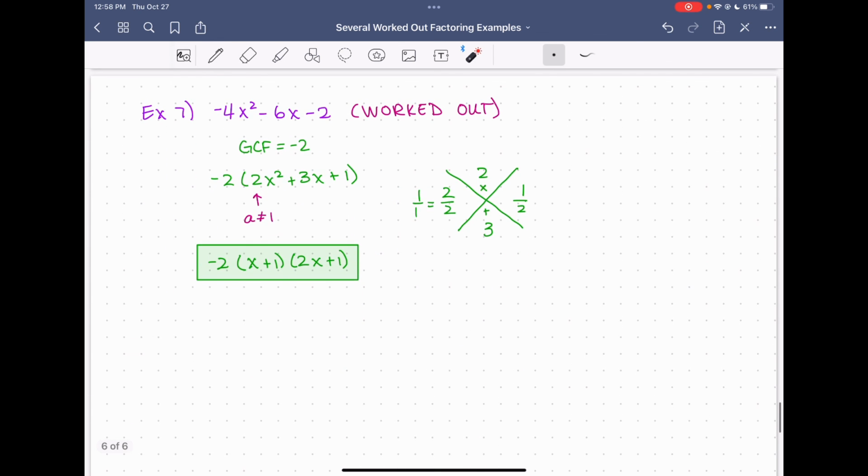All right, here we go. Here it is worked out. So I factored out the -2 because there is a -2 in every single term. That left me with this. A did not equal 1. So I did the longer version of the x. Still started off with a times c at the top, b at the bottom. What multiplies to 2 but adds up to 3 is 2 and 1. But then I had to divide by a. This simplified to 1 over 1. And that was my answer. Don't forget the greatest common factor. And then x plus 1, 2x plus 1.